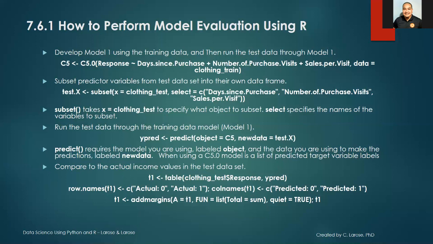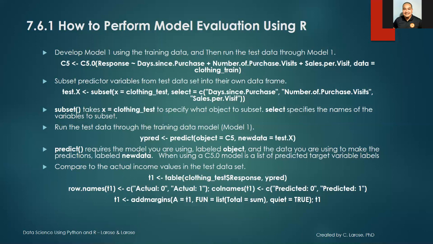The output of the predict command when using a C5 model as the object is a list of predicted target variable labels, one for each record in the test dataset. We save this series of predictions under the name wiperd. Since the response variable in the C5 model has values 0 and 1, the contents of wiperd will be 0 or 1 values for each record in the clothing_test dataset.